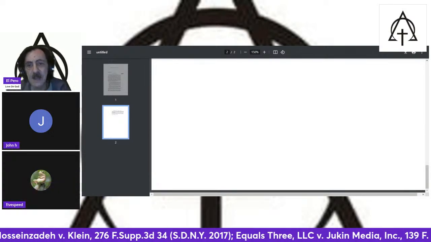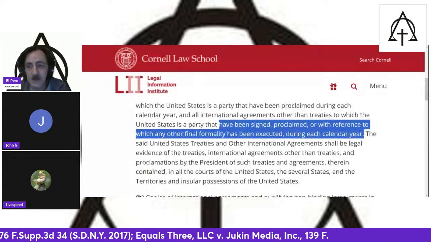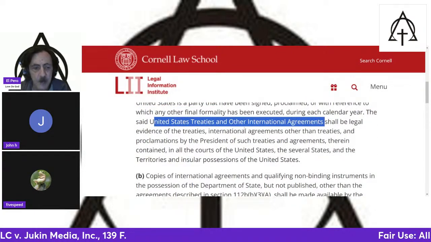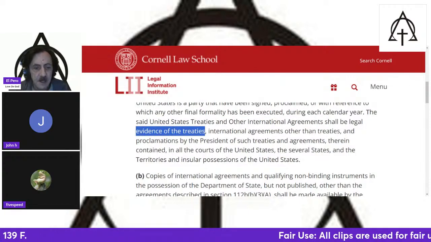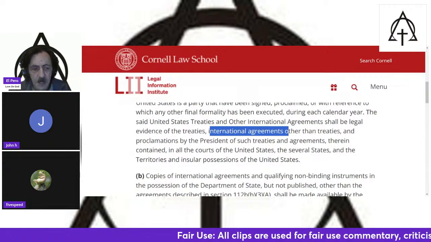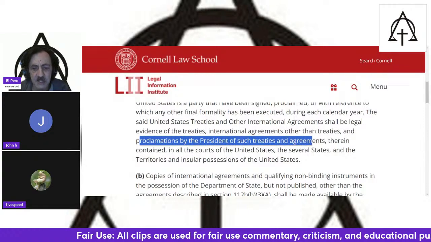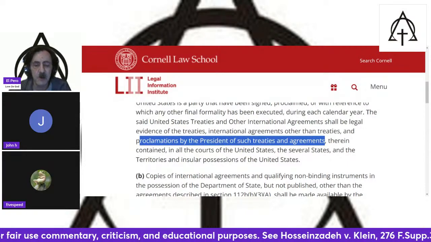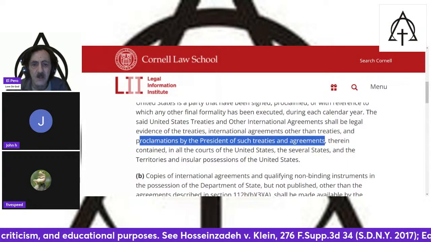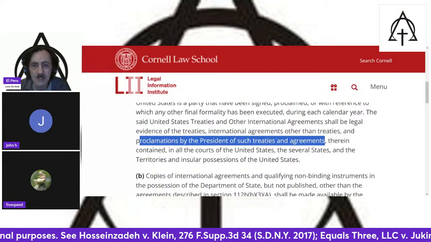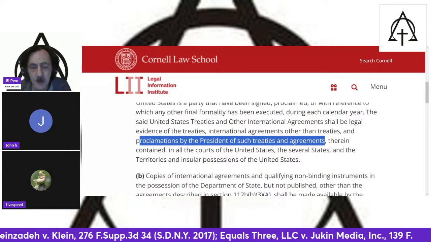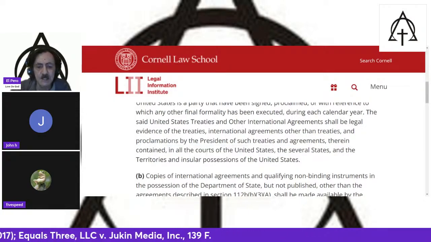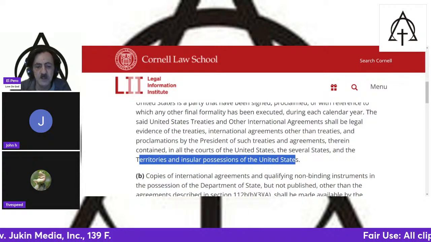So the next one, actually we have to finish up on this one. It says, the said United States treaties and other international agreements shall be legal evidence of the treaties, international agreements other than treaties, and proclamations by the President of such treaties and agreements. So it's a communication with Congress and the President, just like any other Congressional House Senate resolution. It has to go before both houses, be joint resolutions, and be passed before the President so he can sign off or veto. Therein contained in all the courts of the United States, the several states, and the territories and insular possessions of the United States.